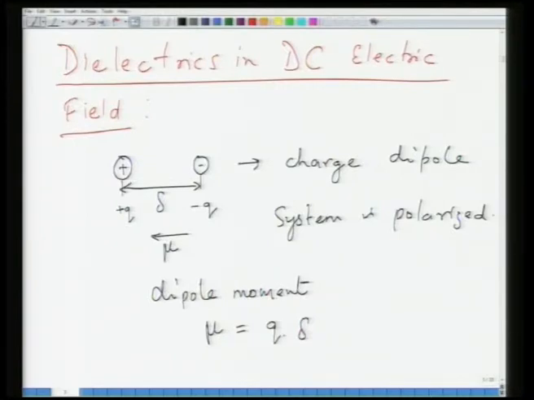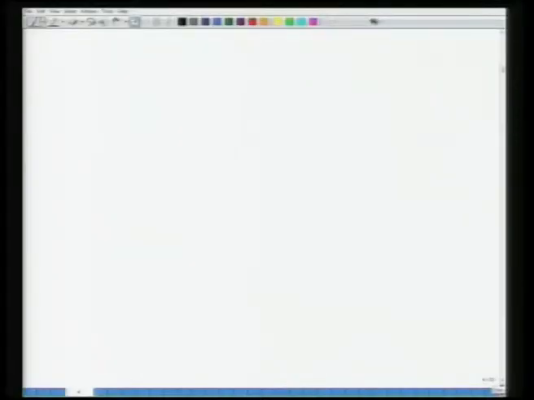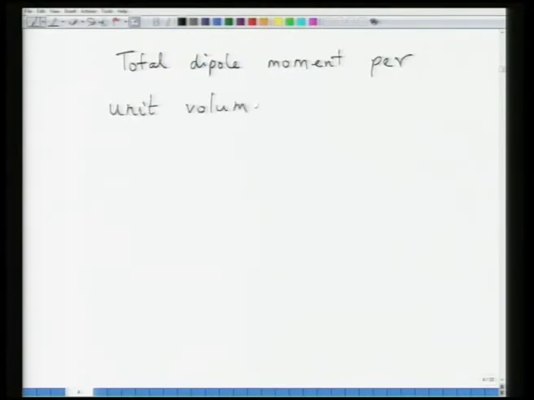So, what would be the unit of this? The unit of this would be charge, coulomb, times meter. One must always be very careful about the units if you want to make sure what you are doing is right, especially in mathematical formulas. So, when you generate dipole moments, the total dipole moment per unit volume is polarization, which is sigma mu divided by V.